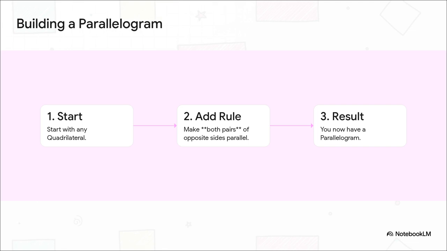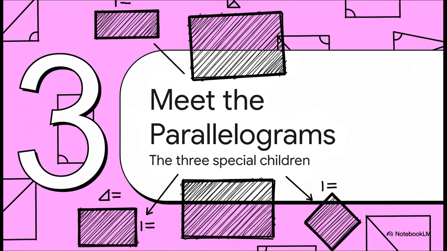Okay, so what happens if we get a little bit stricter with our rules? Instead of just one pair of parallel sides, what if we make both pairs of opposite sides parallel? Well, the shape evolves, and it becomes a parallelogram, a super important member of this family. Now, this is where it gets really interesting. The parallelogram is kind of like the parent of three very famous, very special shapes, and each one is created by adding just one more specific little rule.